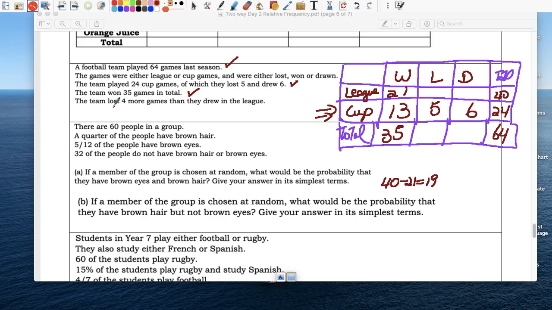So the 40 minus 21 is 19. Okay, and the last clue says they won 4 more games than they drew. So between losing and draws, they lost 4 more. Can we write that if they lost 4 more, it has to add up to 19. So lost, drew. The number of losses has to be 4 more than the number of draws, but they have to add up to 19. So let's see, 4 more.